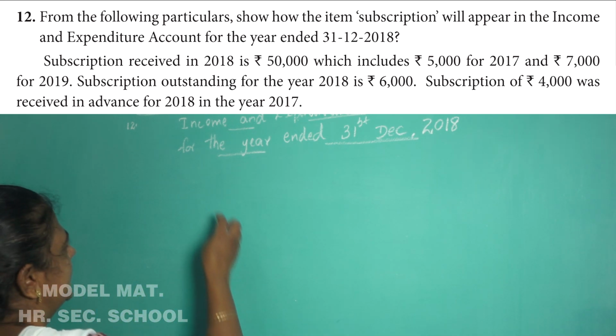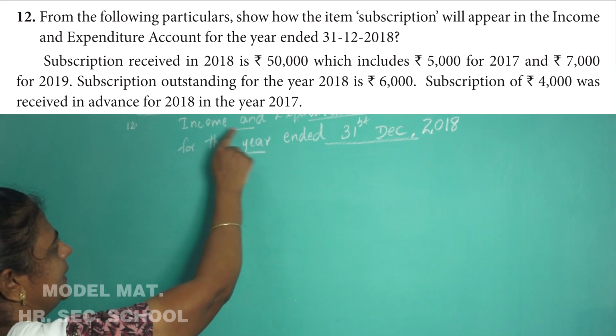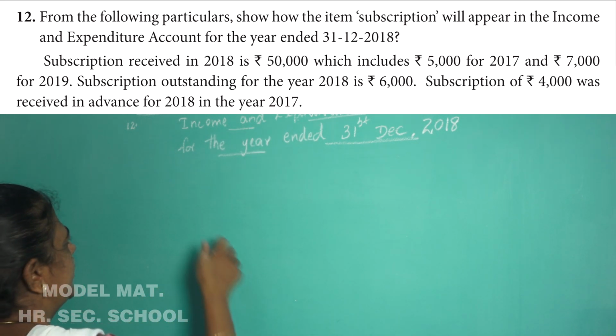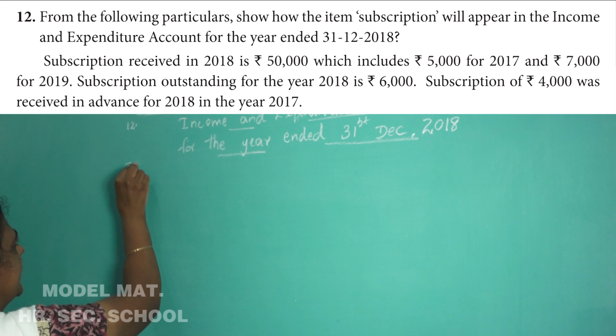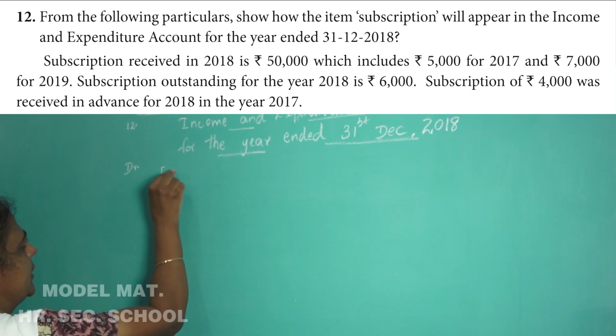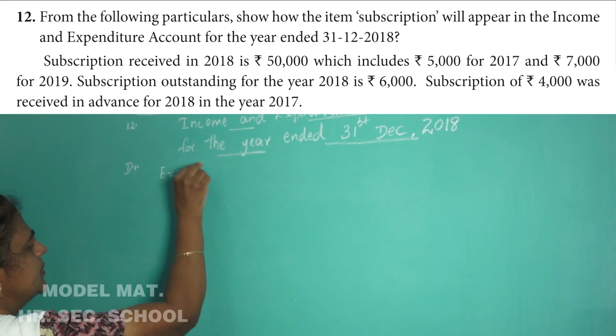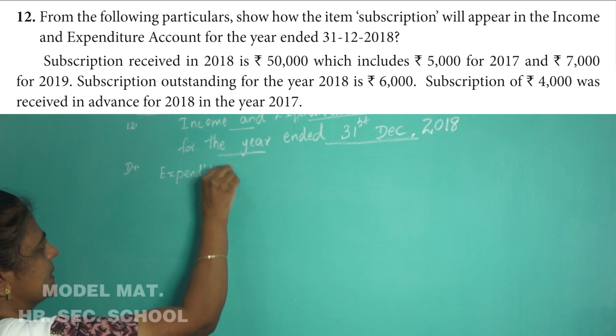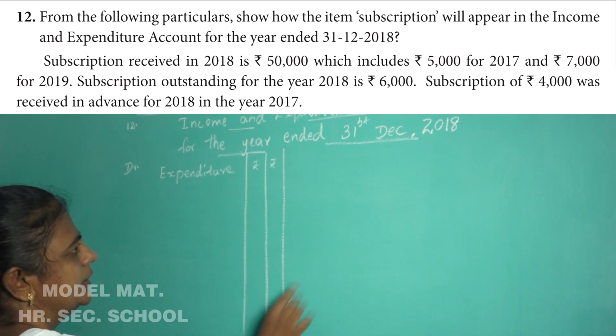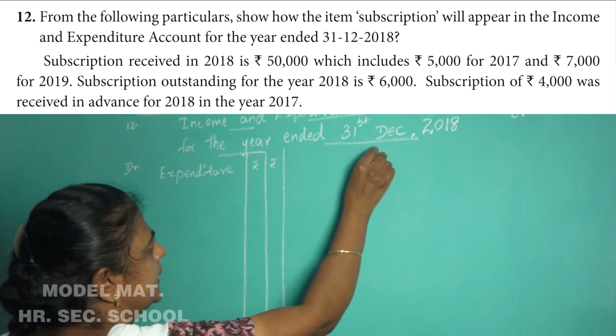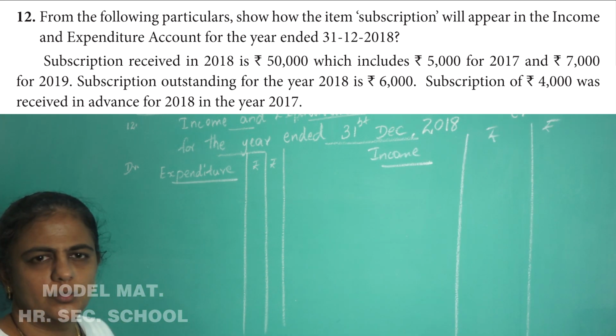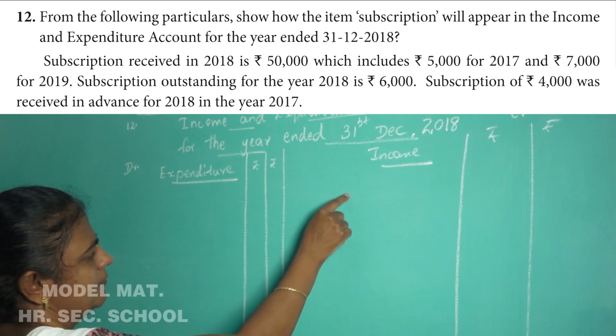Okay. Then, so you know when you are saying income and expenditure account, but when you are writing, what you have to do on the debit side, you have to put the expenditure, because as per the golden rules, debit all expenses. Okay. On the credit side, you have to put the income. Subscription is a revenue receipt. It's an income. So we have to show it here.